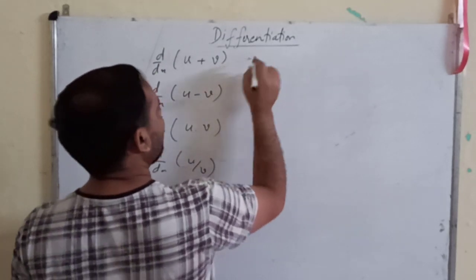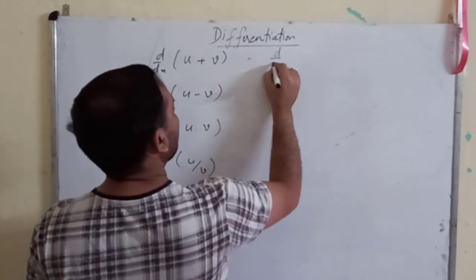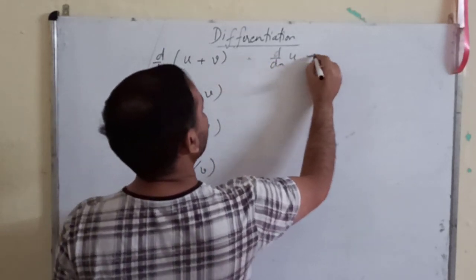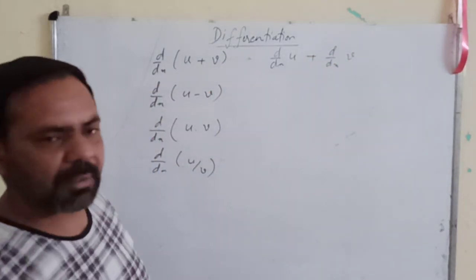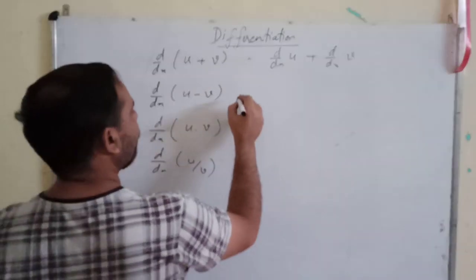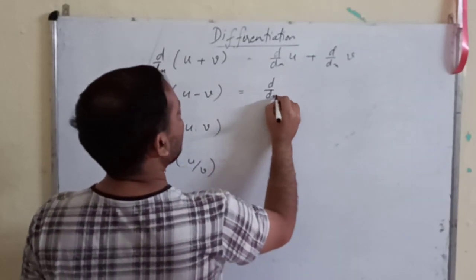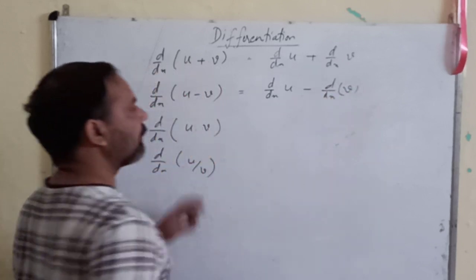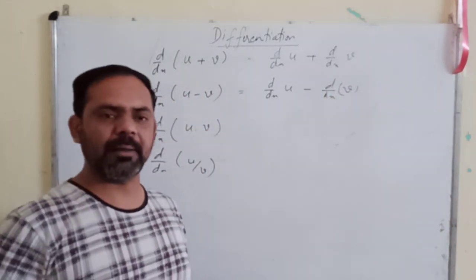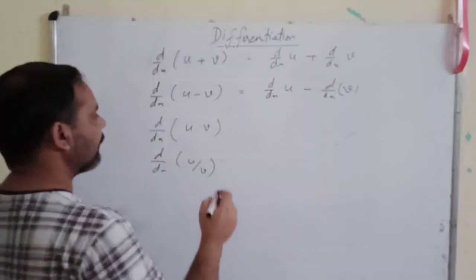Then how will you take the derivative? You take the derivative of u plus the derivative of v. Means separately you can take the derivative and add them. Here again, d by dx of u minus d by dx of v. Take the derivative separately and simply subtract them.